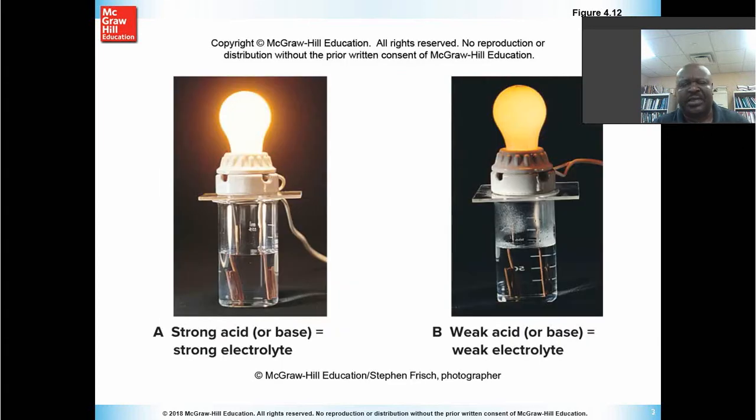Here's another figure from your textbook. Strong acid or strong electrolyte: the light is high, nice strong light output. Weak electrolyte, weak acid: dim. That's great. And so you can determine, if these are the same concentrations, that you have more ions in one solution compared to the other.